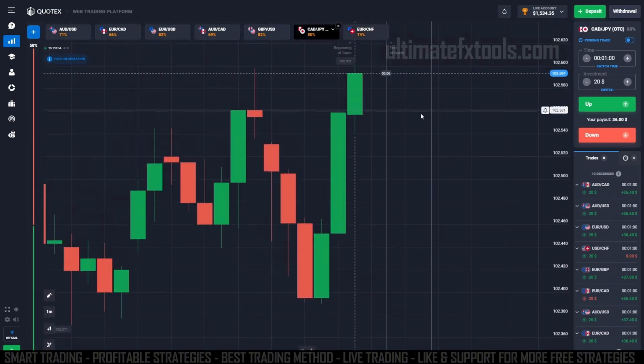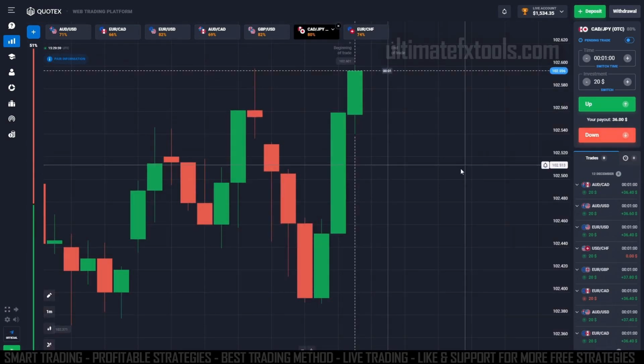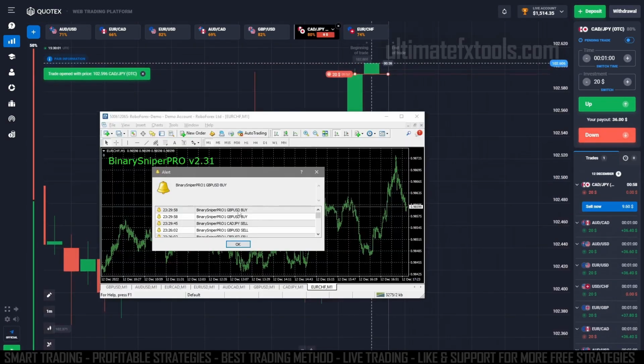Now, let's closely examine the CAD-JPY chart. Upon reviewing the chart, it reveals that there is a long trend candle moving upward. We are utilizing a 1-minute candle time frame for our analysis, and in this type of situation, there is a greater chance that the trend may reverse.